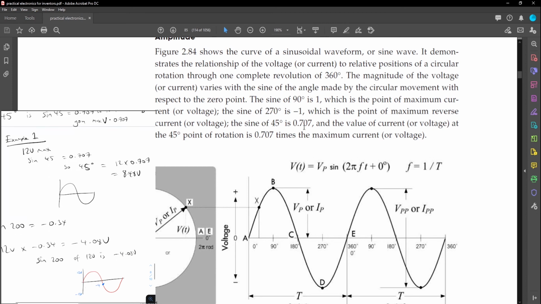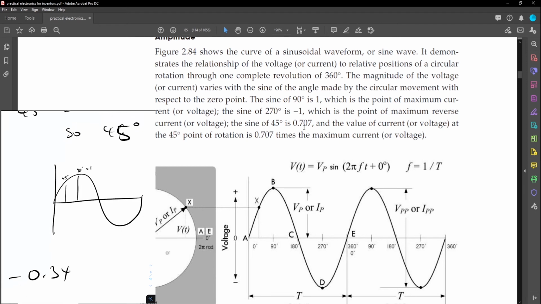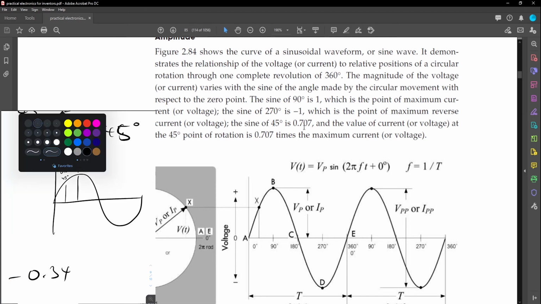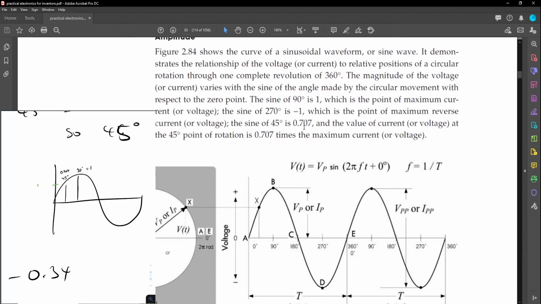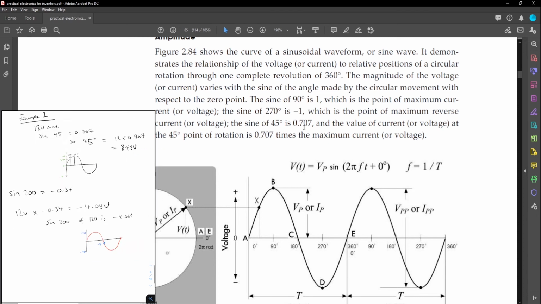So 90 degrees is here. That's equal to 1. 45 degrees, and so that's equal to 0.707, which is here going to be 8.48 volts, and this being 12 volts, this being 0, and this being minus 12. Yeah, I'm right with that. And we can just call this one example 2.